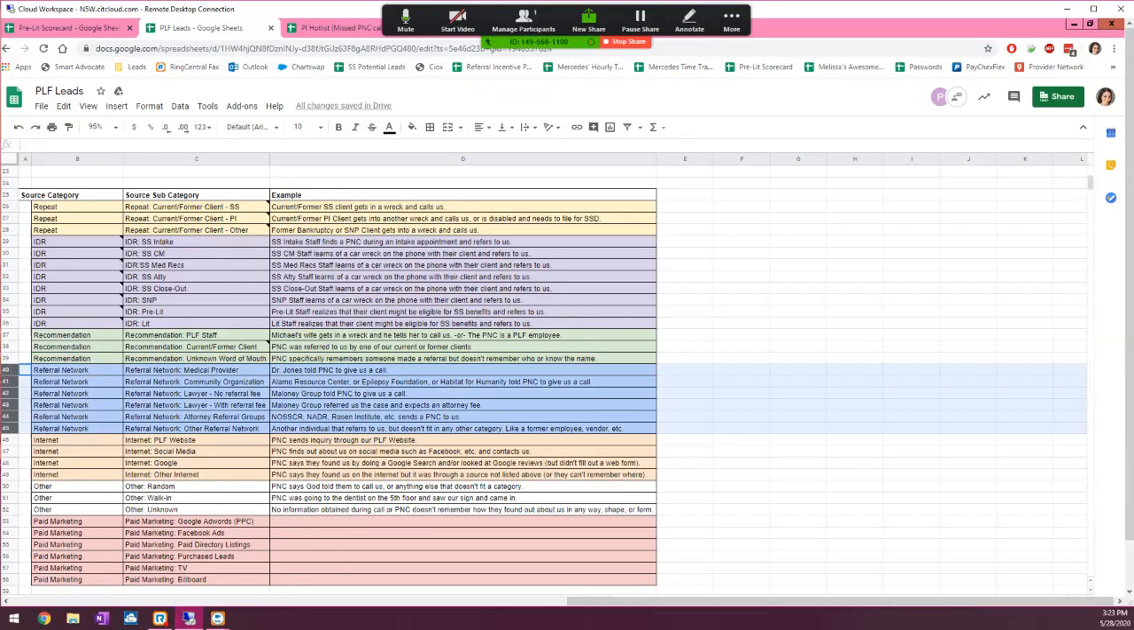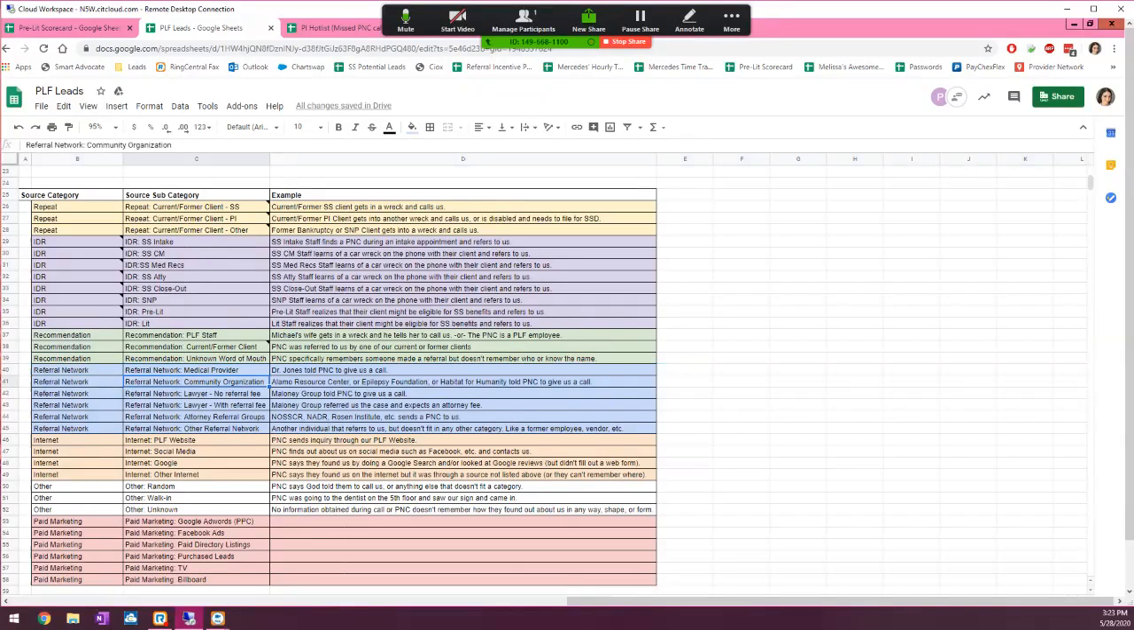Next, we've got referral network. So in the first category here, we've got referral network medical provider. Of course, we work with various medical providers here in San Antonio. So if they refer one of their patients over to us, this is what we would categorize the lead as. Next, we've got community organization.